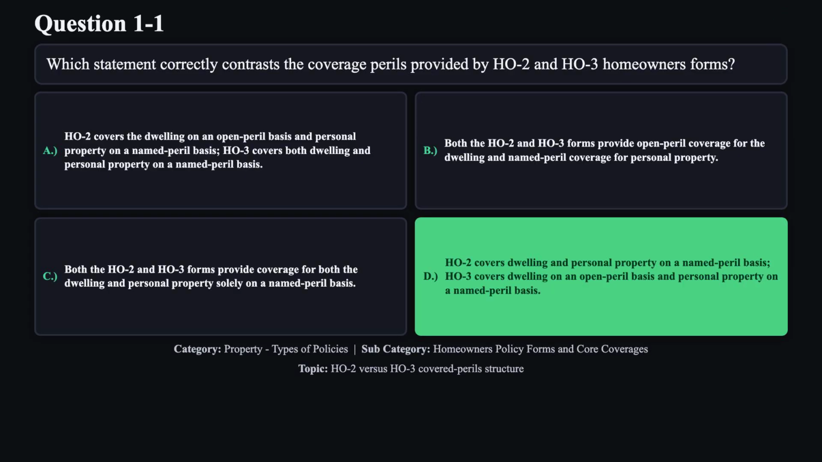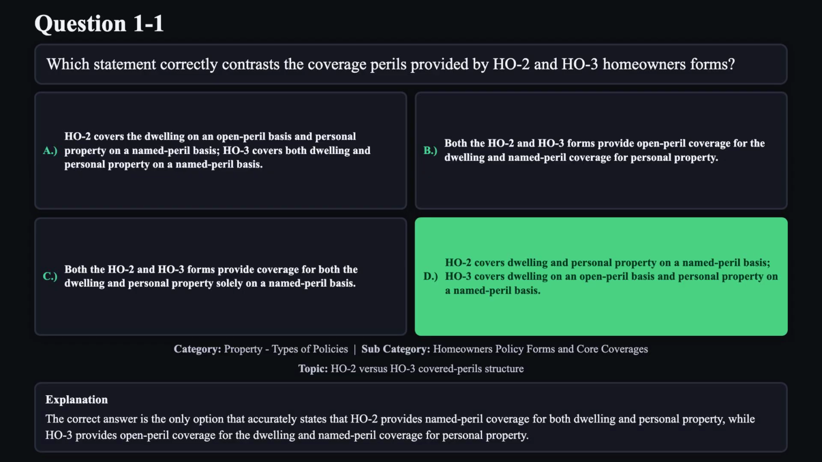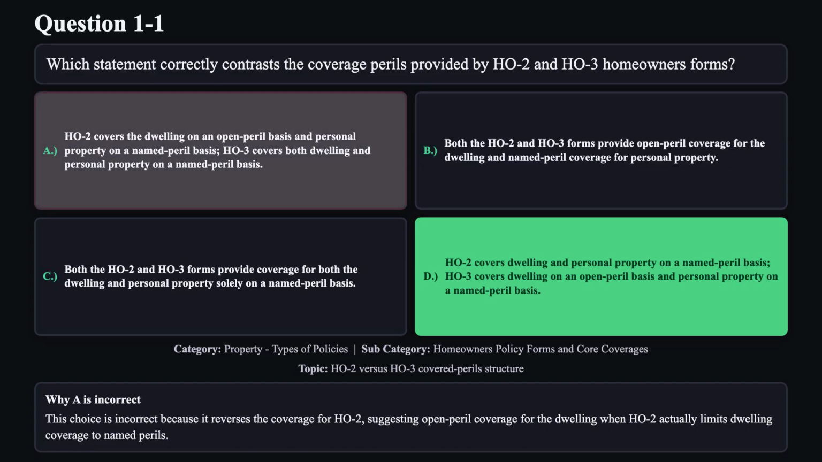The correct answer is D. The correct answer is the only option that accurately states that HO2 provides named peril coverage for both dwelling and personal property, while HO3 provides open peril coverage for the dwelling and named peril coverage for personal property. Reason A is not correct. This choice is incorrect because it reverses the coverage for HO2, suggesting open peril coverage for the dwelling when HO2 actually limits dwelling coverage to named perils.